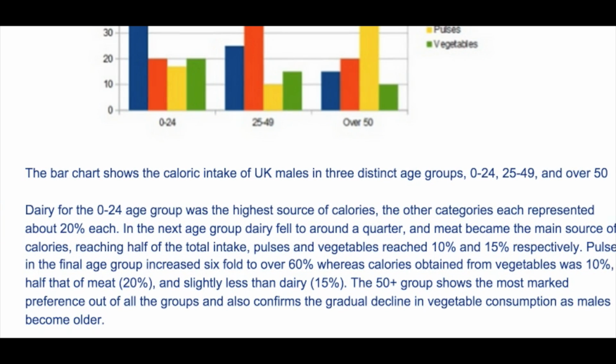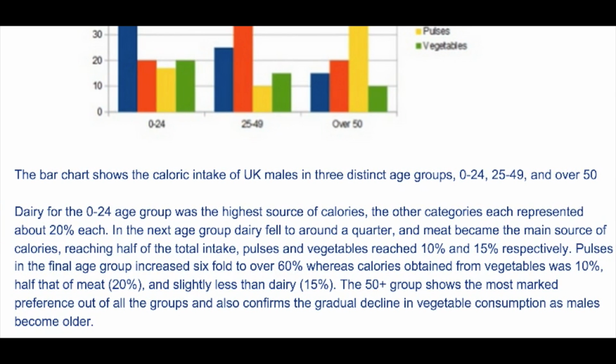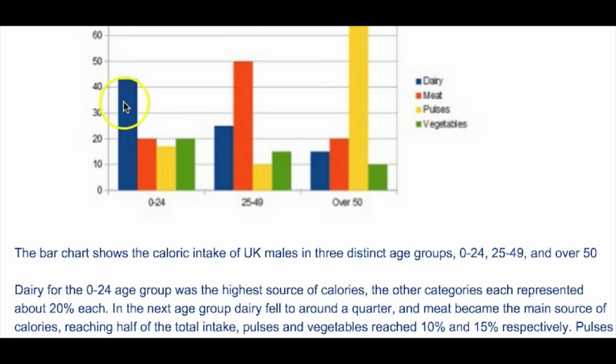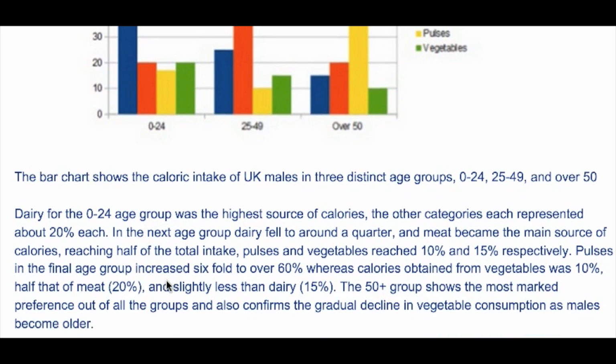Now then, immediately I go for clarity, and I'm starting with the subject. Dairy for the 0 to 24 age group is the highest source of calories. As I said before, we've got the superlative there, and we're going subject, verb, object. Dairy, straight in there, bang. Superlative, done. The other categories each represented about 20% each.